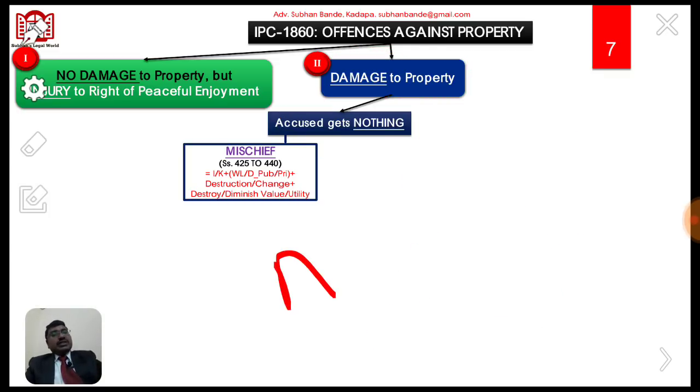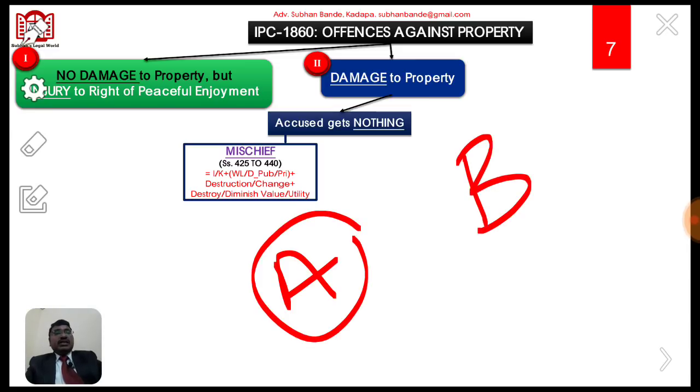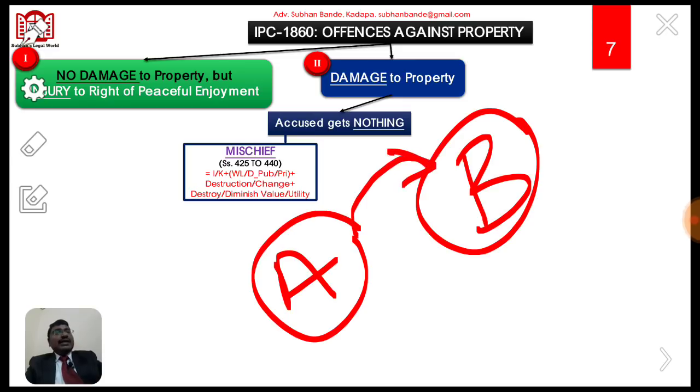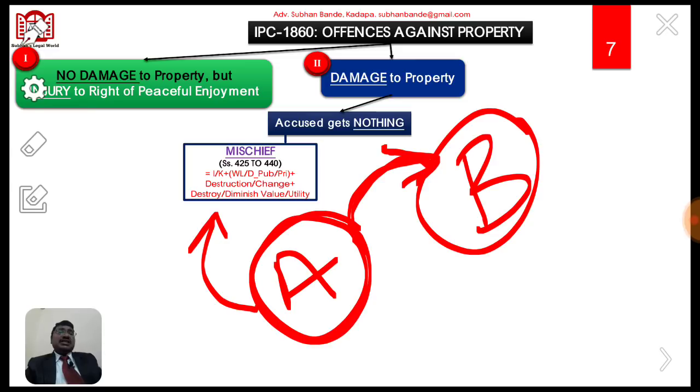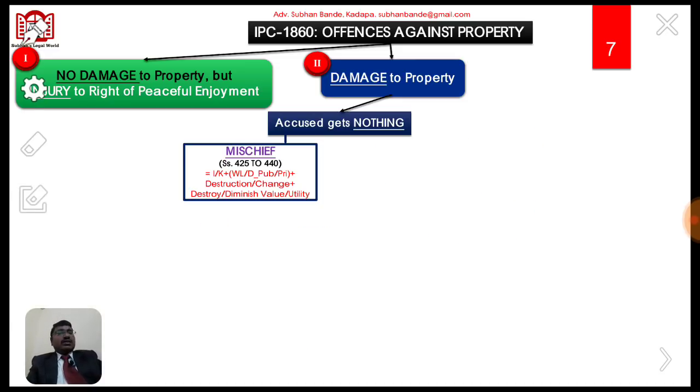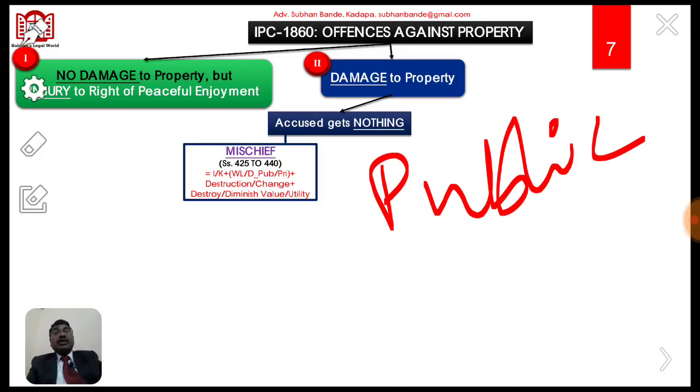If Mr. A has some cotton, Mr. B introduces water into the cotton of Mr. A. Here, whenever some water is introduced into the cotton, then the value of the cotton will diminish. If the act is done in order to cause some wrongful loss, his intention is to cause some wrongful loss to Mr. A, then it is said Mr. B has committed mischief. Here the subject matter under mischief is either the public property or private property.